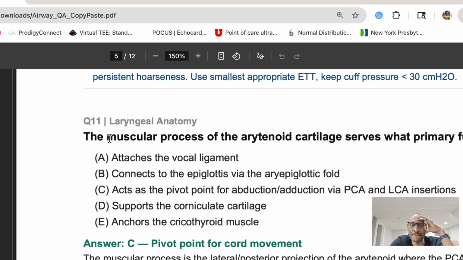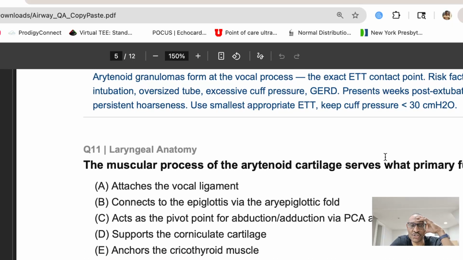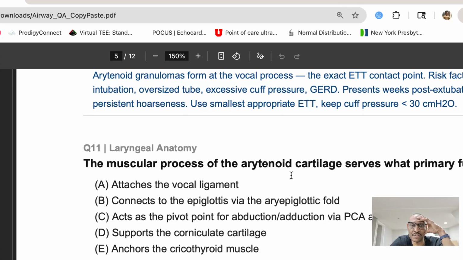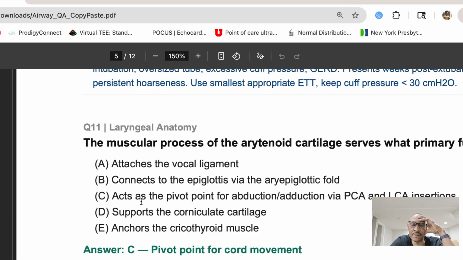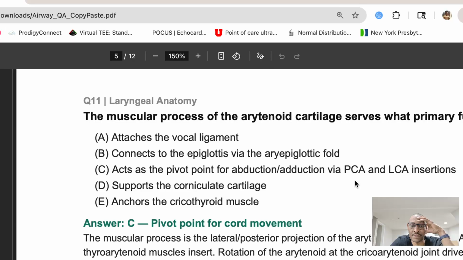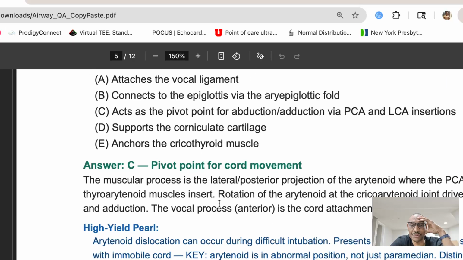Okay, the muscular process of the arytenoid cartilage serves what primary function? The muscular process of the arytenoid cartilage serves the primary function that it pivots for abduction via the posterior cricoarytenoid and the lateral cricoarytenoid insertion. Okay, so can do this.